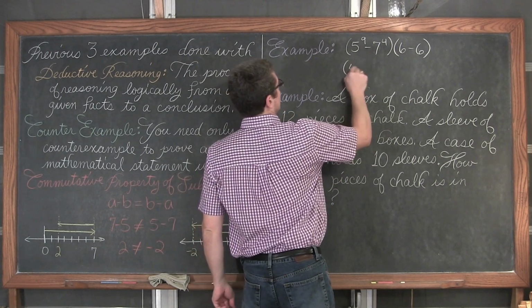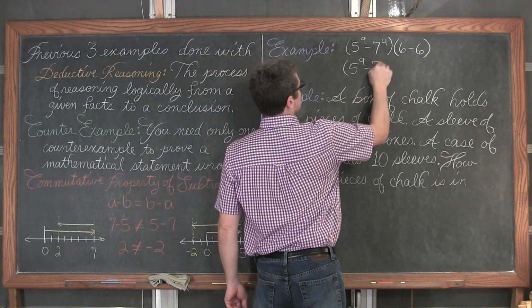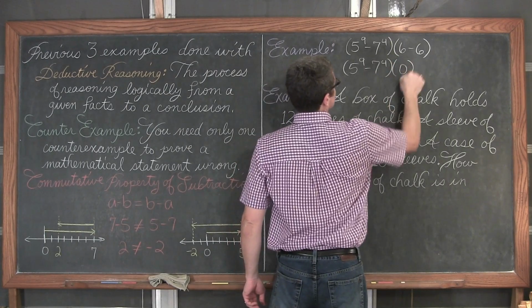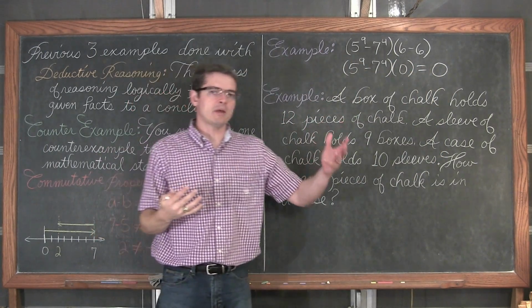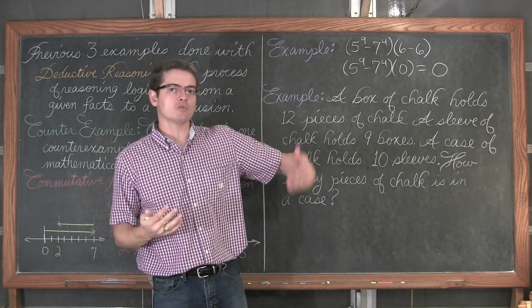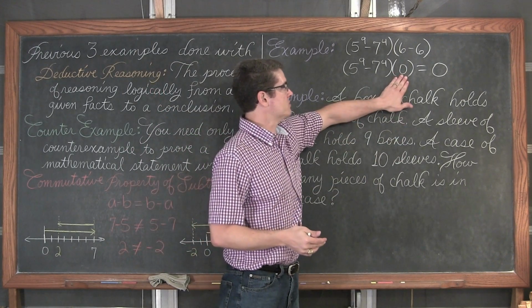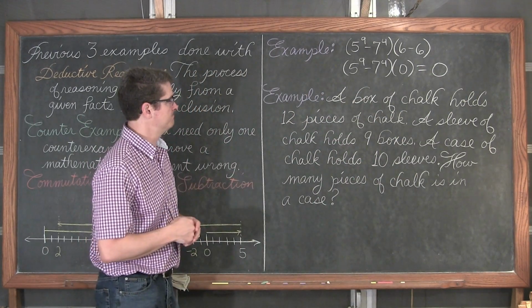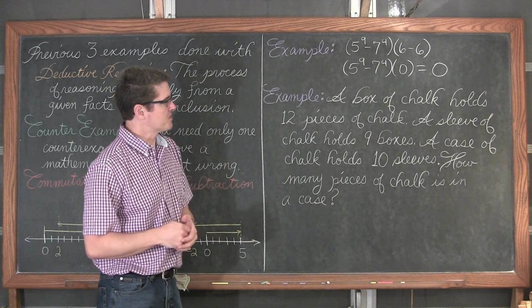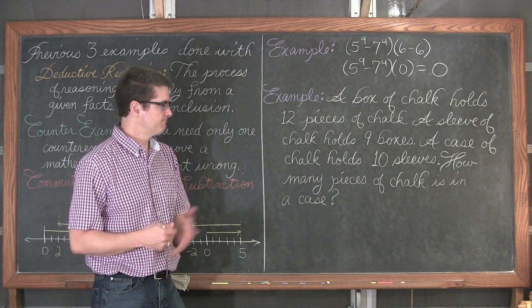So we have 5 to the 9th power minus 7 to the 4th times 0. And as soon as one of my factors, that's a long string of basically multiplication pieces that are being multiplied together, once one of my factors is equal to 0, I know the entire expression is going to be 0, and I'm done.